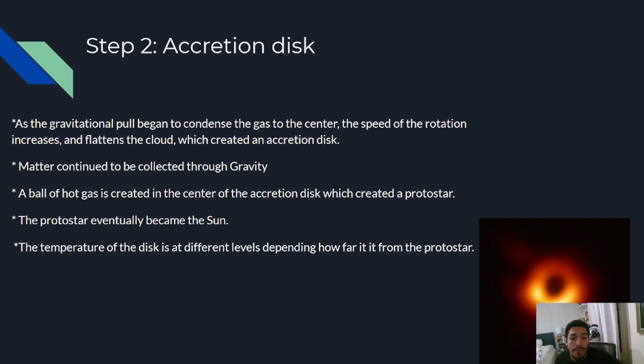So the second step of planet formation is the accretion disk. As the gravitational pull begins to condense the gas to the center, the speed of the rotation increases and it flattens the cloud, which creates an accretion disk. Matter continues to be collected through gravity. A ball of hot gas is created in the center of the accretion disk, which creates a protostar. The protostar eventually becomes the sun. The temperature of the disk is at different levels depending on how far it is from the protostar.